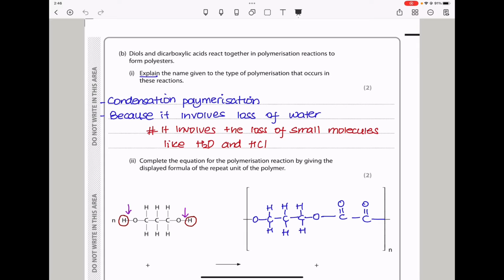Here they say diols and dicarboxylic acids react together in polymerization reactions to form polyesters. Explain the name given to the type of polymerization that occurs in these reactions.